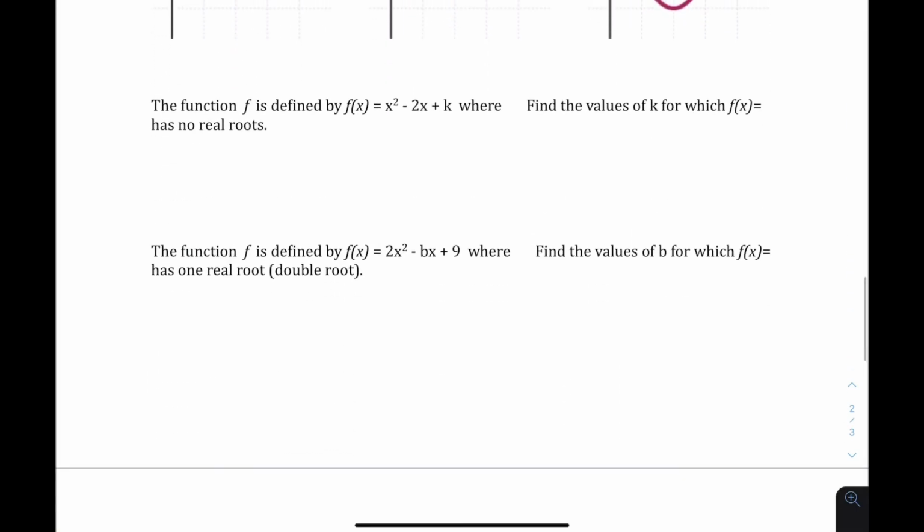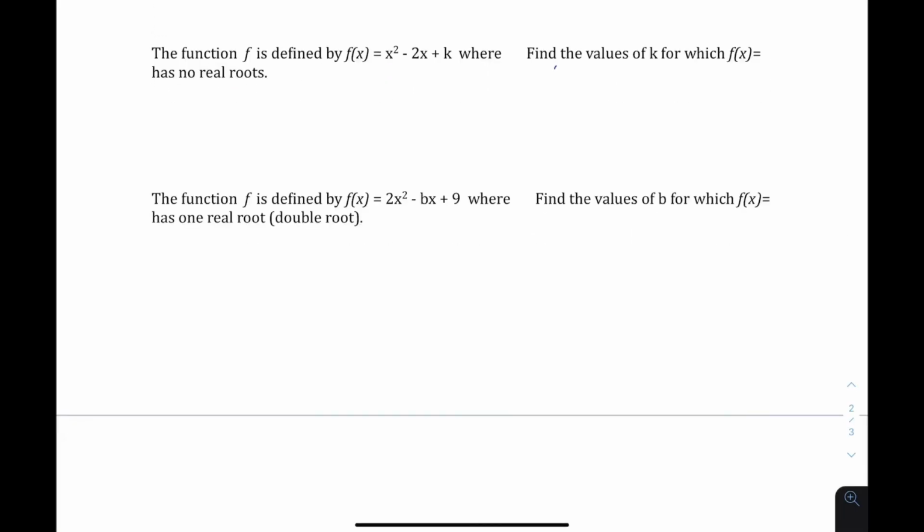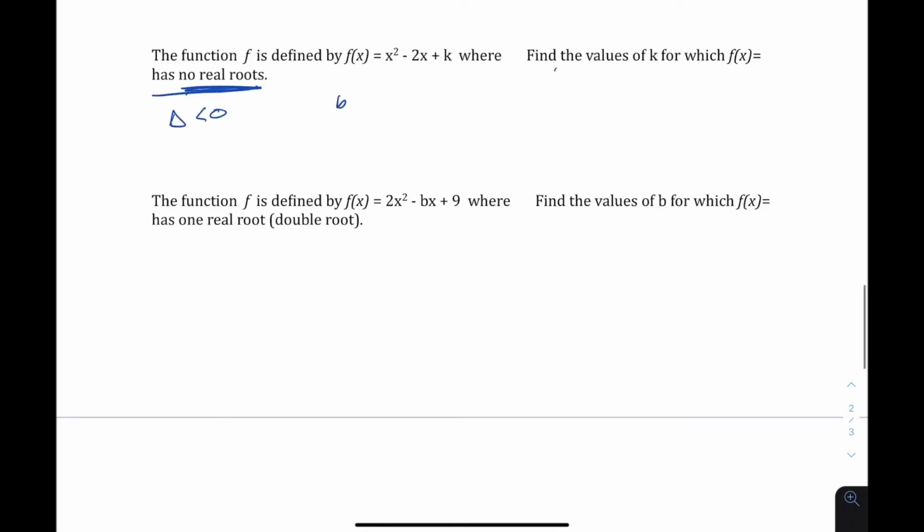Next one, the function is defined by f of x equals x squared. So this one, the function f is defined by f of x equals x squared minus 2x plus k. Find the values of k for which f of x has no real roots. So this is the key to the problem. No real roots. As we talked about, discriminant means it's less than 0. So that's what we got to do here. We got to find the discriminant, b squared minus 4ac, and set it less than 0. So let's find those values.